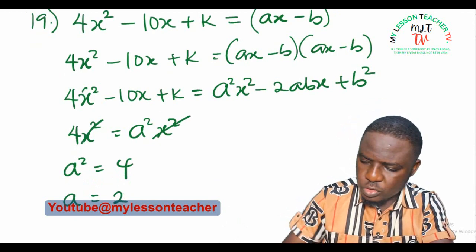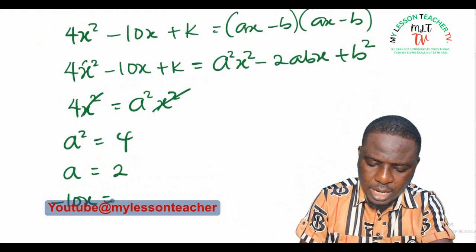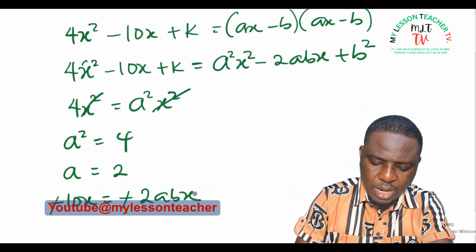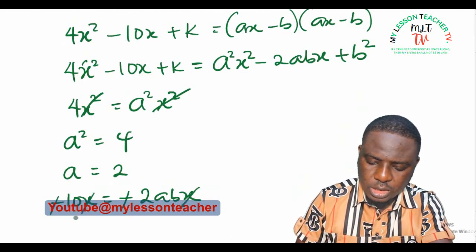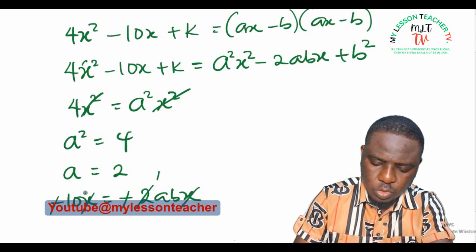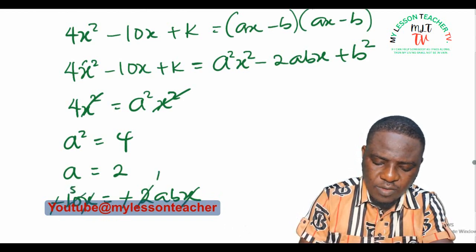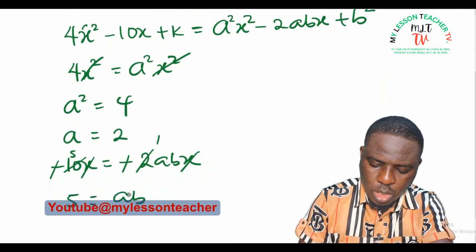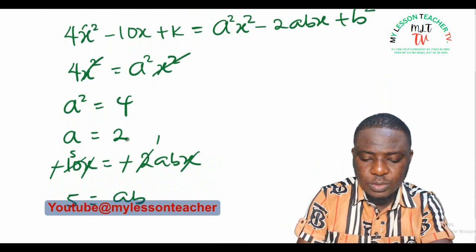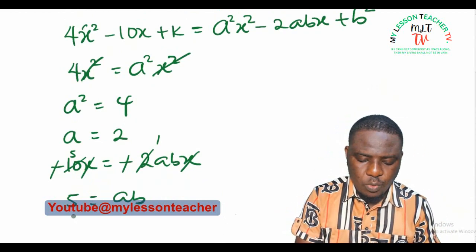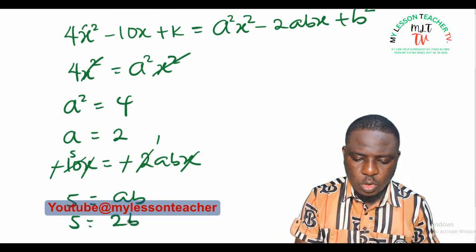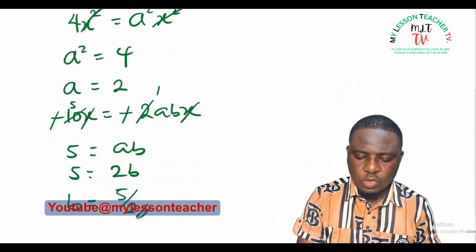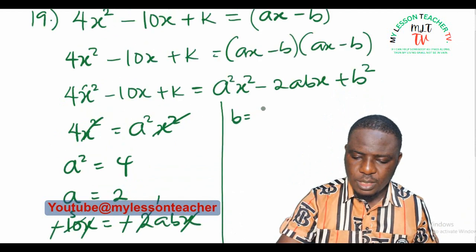So second term, you have it to be minus 10x equal to minus 2abx. When you divide both sides by minus x, you get this. 2 can still go. 2 here is 1. 2 into 10 is 5. Leaving us with 5 equal to ab. But we have it that a is 2. So substituting 2 for a, we have 5 is equal to 2b. And that means b is 5 over 2 when you divide both sides by 2. So b is 5 over 2.